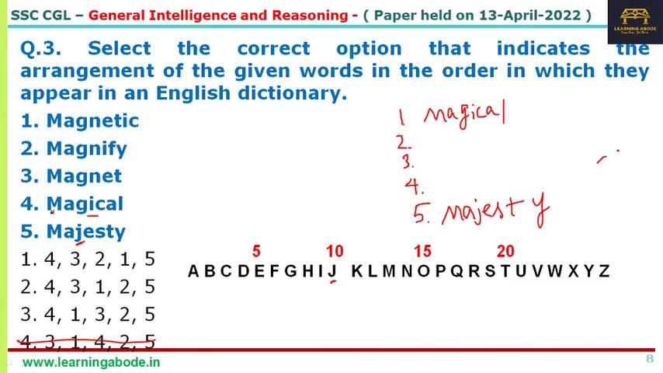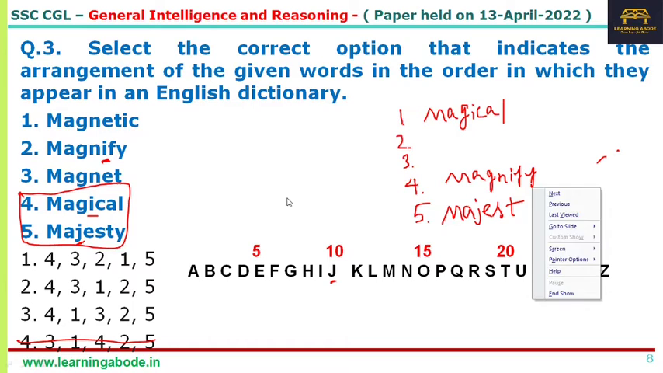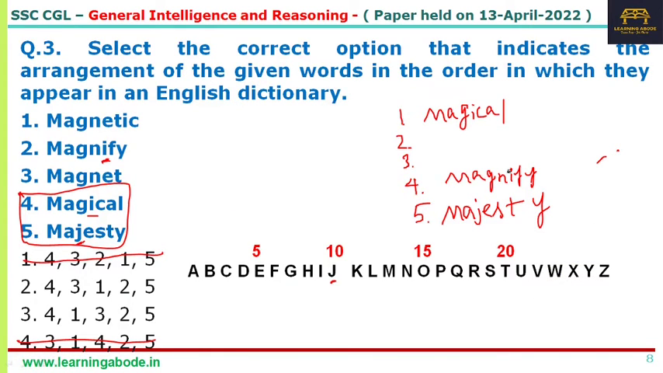Now we are left with the remaining three words. Between magnetic, magnify, and magnet, we have MAG in common, and E and I are different. Now E comes first, I comes next. So magnify will be the fourth word, which means option 1 is out. So magnify will be the fourth word.